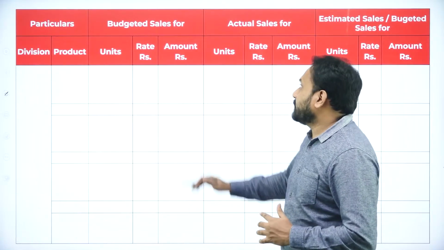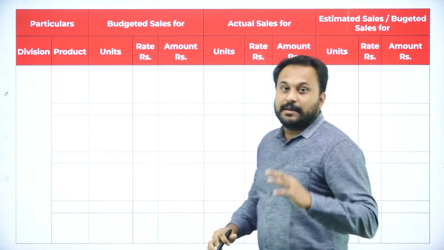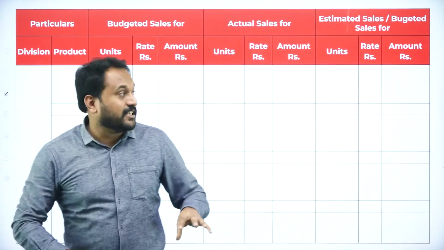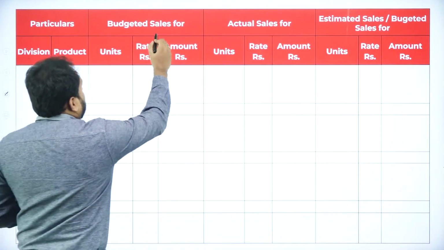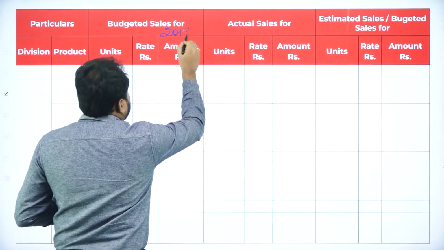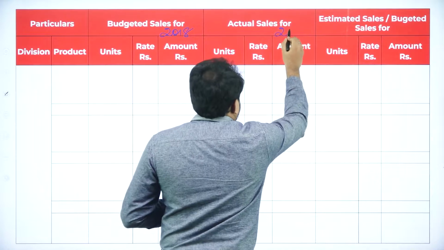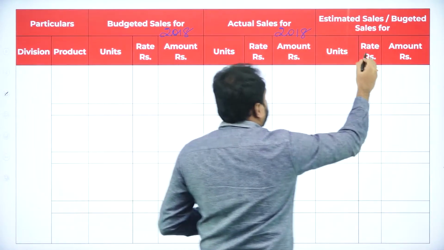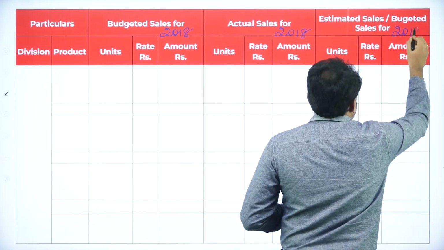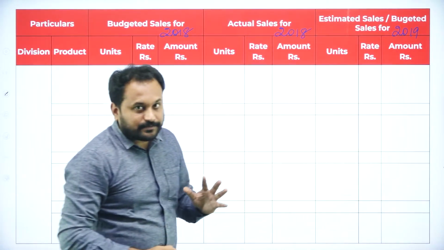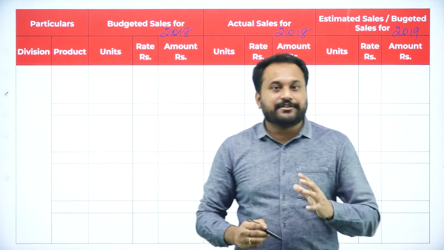You need to write here MG and Sons sales budget for the year 2019. So which year have they given? They have given here the current year is 2018. They have also given here 2018. Now we need to prepare for which one? 2019. Done. So how many sales divisions do we have?